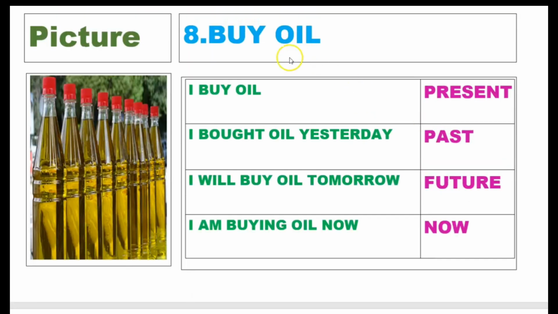Eighth one. Buy oil. I buy oil. Present tense. I bought oil yesterday. Past tense. I will buy oil tomorrow. Future tense. I am buying oil now.